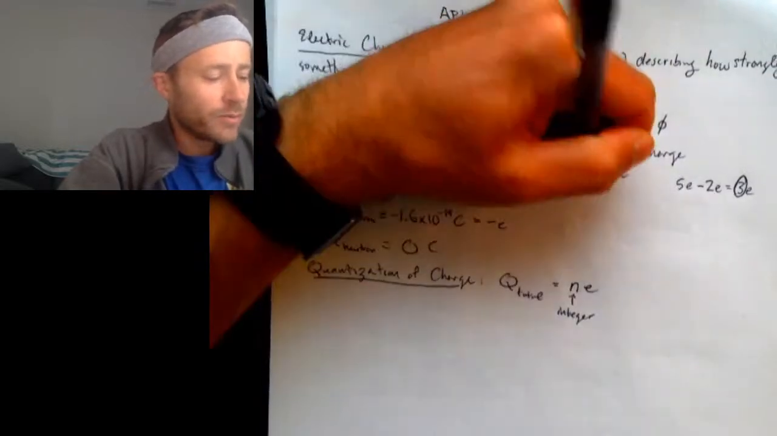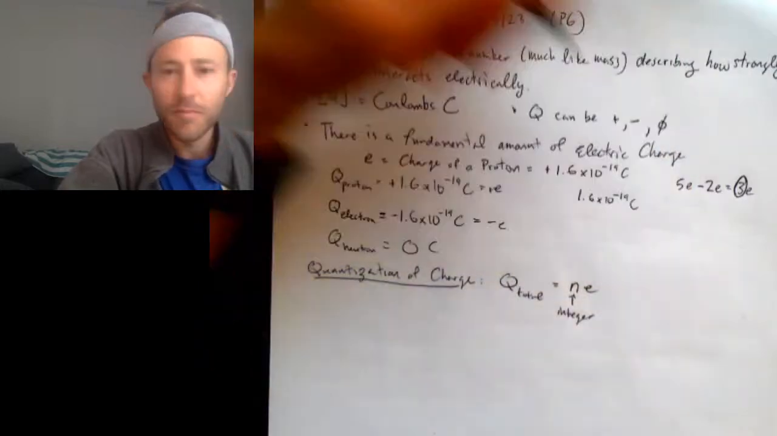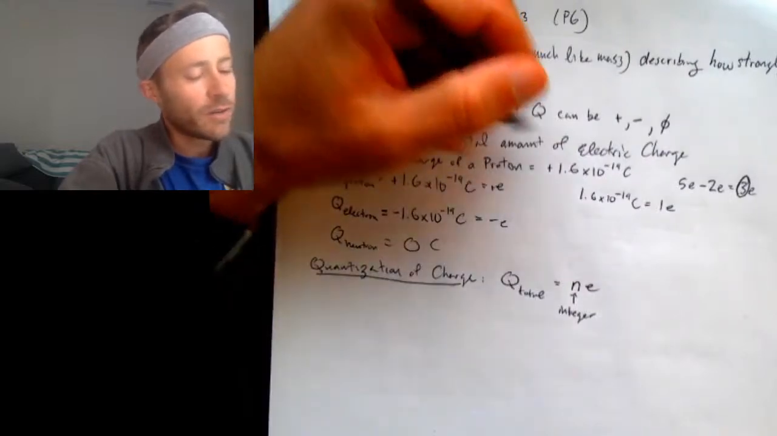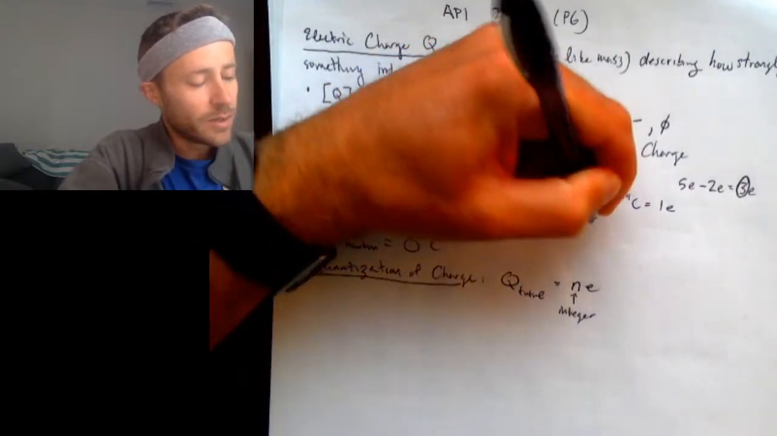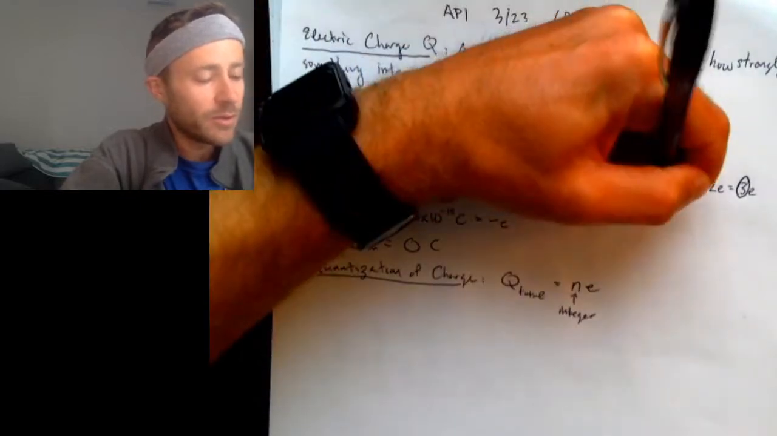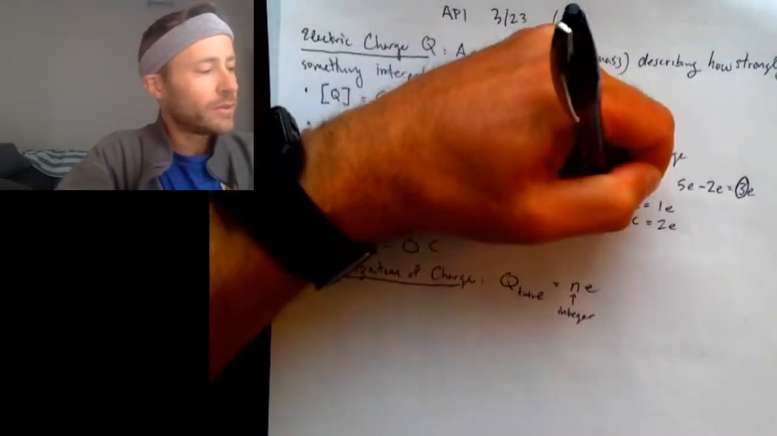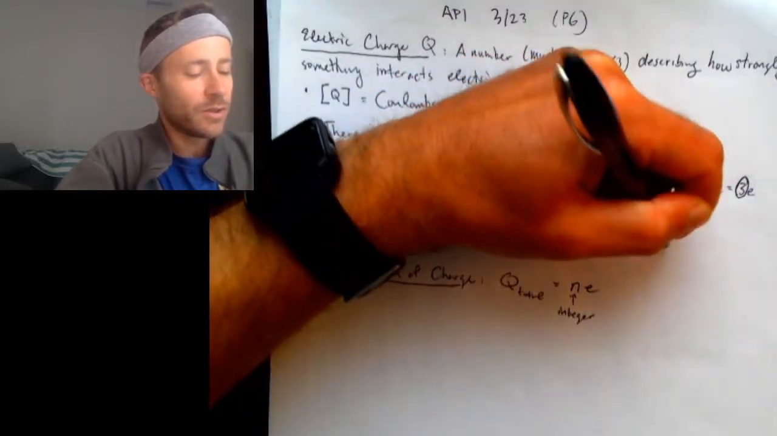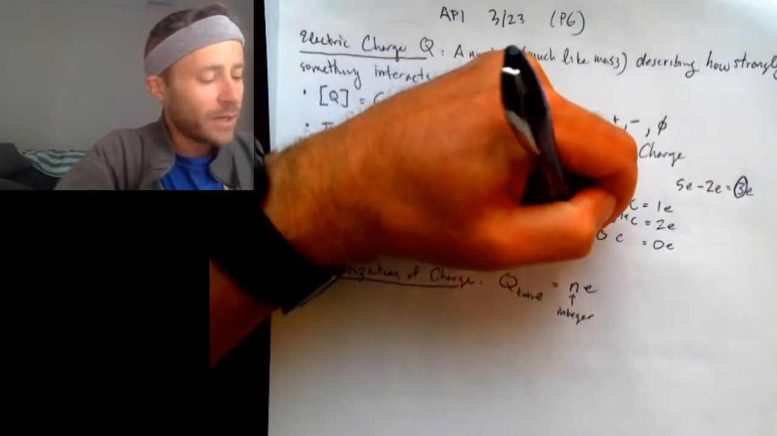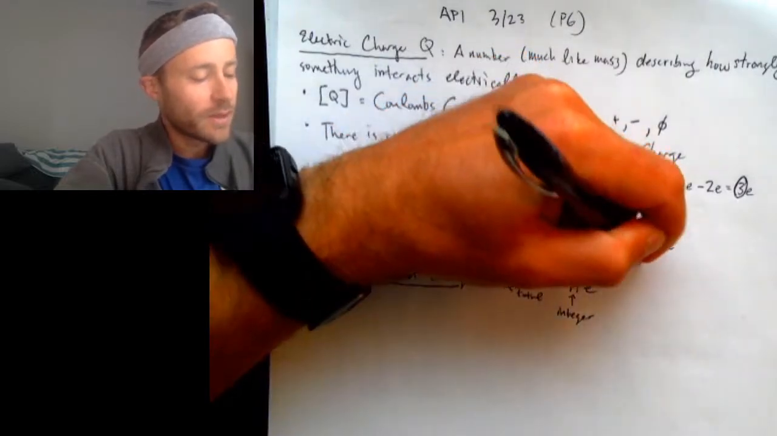So for example, you could have a charge of 1.6 times 10 to the minus 19 coulombs, that is 1e of charge. You could have a charge of 3.2 times 10 to the minus 19 coulombs, that would be 2e of charge. You could have a charge of 0 coulombs, that is 0e of charge. You could have a charge of minus 4.8 times 10 to the minus 19 coulombs. That is negative 3e of charge.